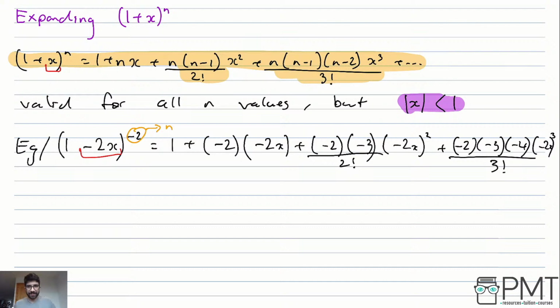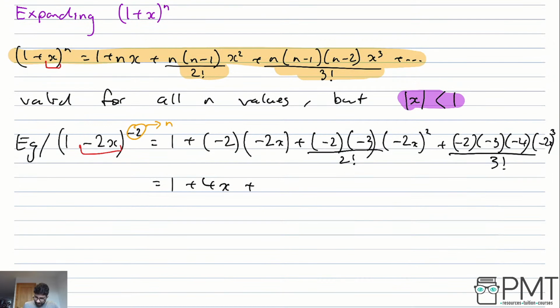Right, let's simplify this and let me know what you get. I have a 1, then this is going to be plus 4x, then I will have plus 4 times 6, 24 over 2, 2 is the 2 factorial, x squared. And then here we are going to have a negative. That's negative, so it's a positive overall.